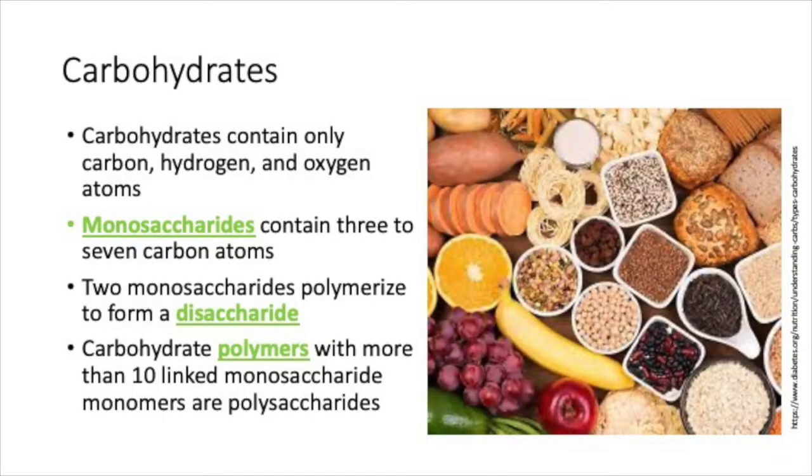Okay, now that we talked about how these macromolecules are formed, let's just talk about the actual macromolecules. So, carbohydrates. Carbohydrates contain carbon, hydrogen, and oxygen. That's it. Right? These are simple sugars that can form into long polymers, right?